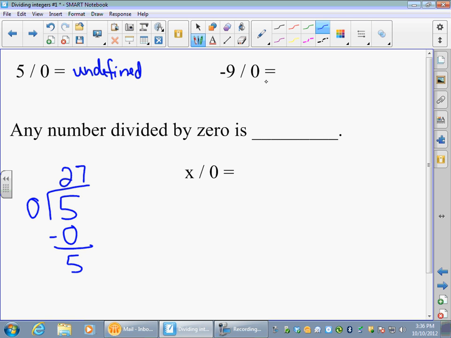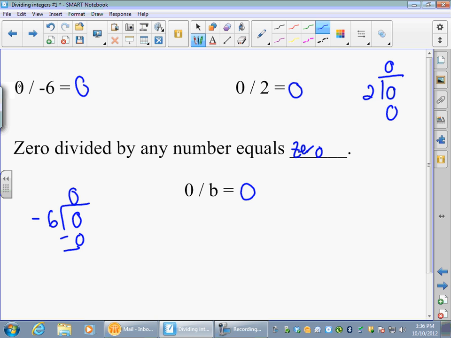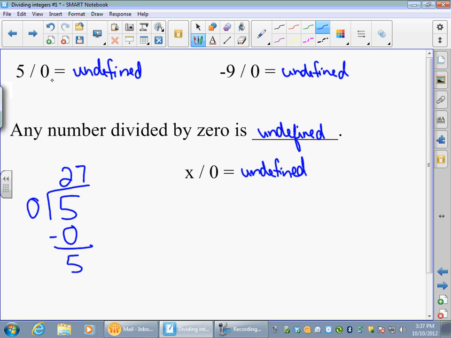There's no answer. So negative 9 divided by 0, undefined. Any number, if you divide by 0, is undefined. So in algebra, any number, letter, whatever, x over 0, undefined. It can get confusing. If the zero's on top, it's 0. If the zero's on bottom, we can't do it and it's undefined. Okay? Those are 2 things you got to keep straight when you're dividing with 0.